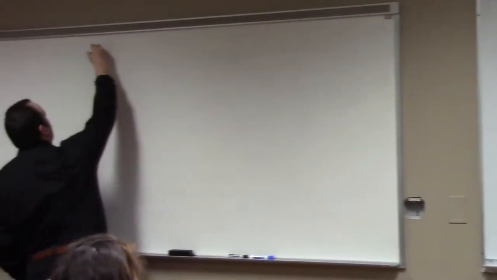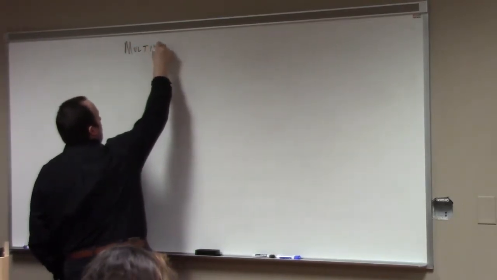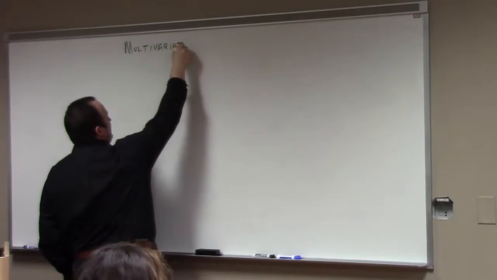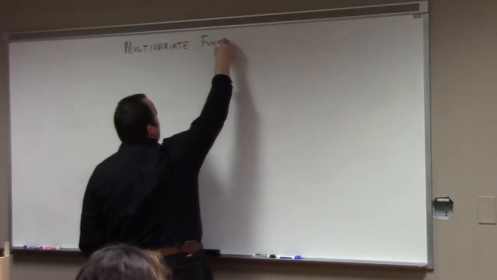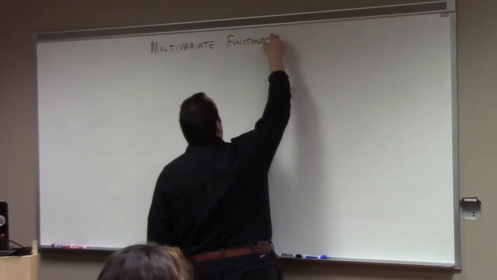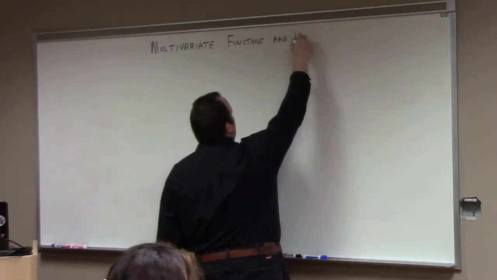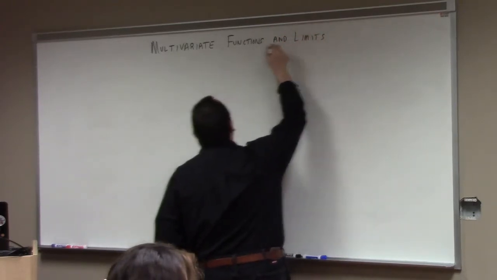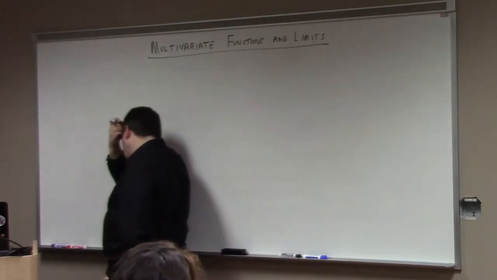Onward. Multivariate functions and limits. So I've already started talking about multivariate functions because, you know, I think you guys actually understand them sort of intuitively. But the limits for multivariate functions, well, that's a little bit new.